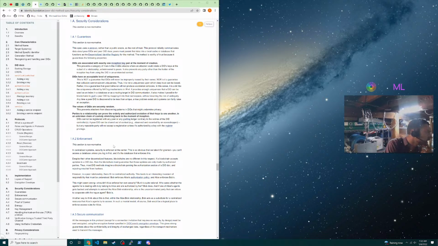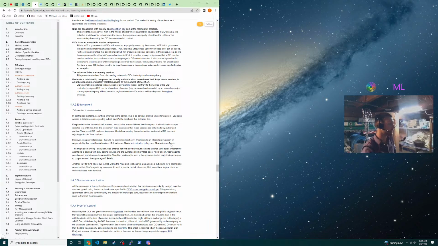Okay, so this is perfect. In centralized systems, security is enforced at the center, so it is so obvious we take it for granted: you can't access a database unless you log into it first. It's the database that enforces this. Despite other decentralized features, blockchains are no different in this respect. If a blockchain accepts updates to a DID doc, then the blockchain must guarantee that those updates are only made by authorized parties. So this is to combat people putting stuff on the blockchain that you don't want them to be putting on the blockchain, like in your name, is my understanding. So basically, if you want to say, hey, this is related to that, you need to get permission effectively by getting the thing you're saying something is related to and having it sign it and say, yes, okay, I agree to be related.